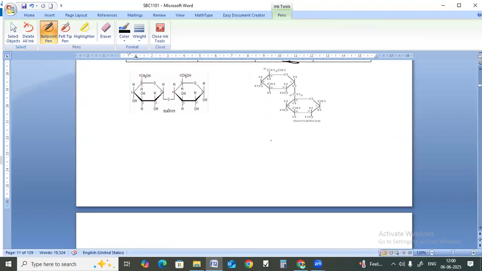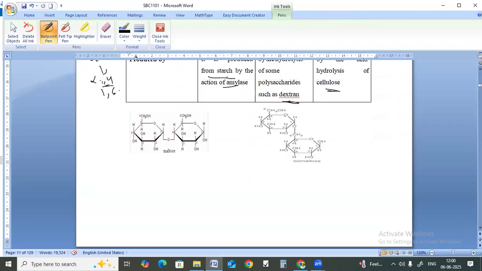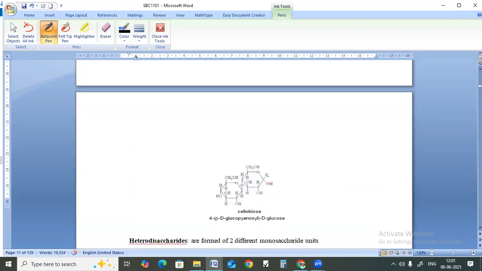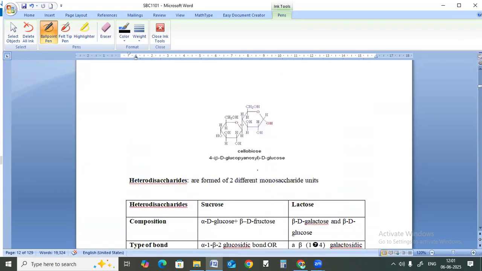And these are the structures of maltose and isomaltose. Here you can observe what bonds are present. These two are alpha glucose units, and these two alpha glucose units are linked by an alpha-1,4 glycosidic bond. That means in the first glucose the first carbon is involved, whereas in the second glucose the fourth carbon is involved, and that results in the formation of maltose. Like that, isomaltose is also formed. You have to remember the main units and also the bonds.